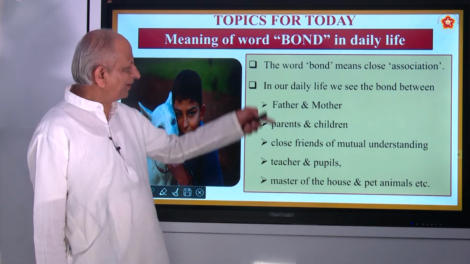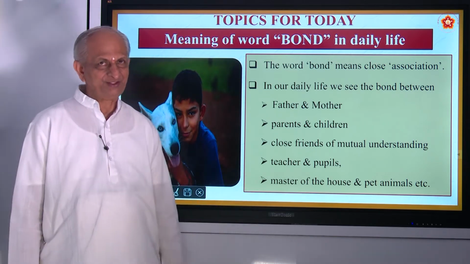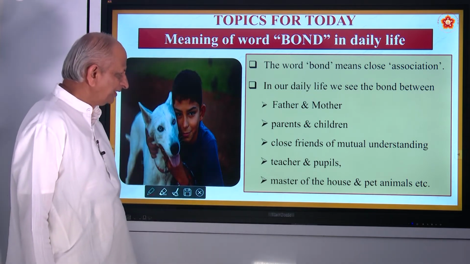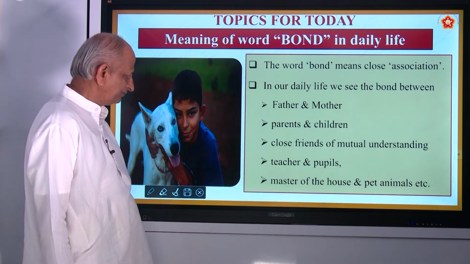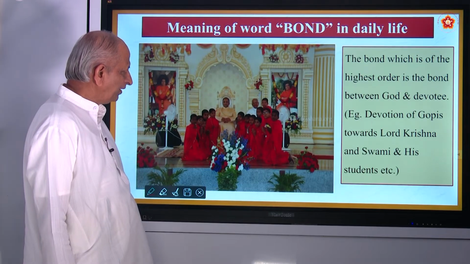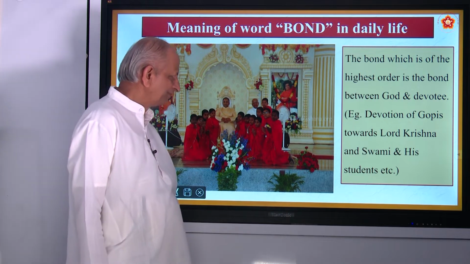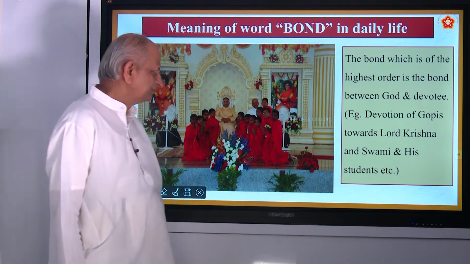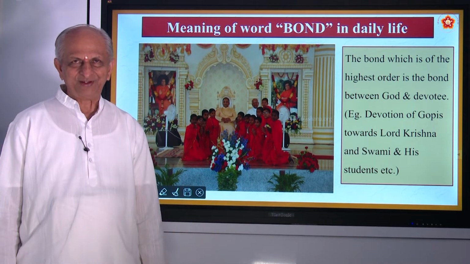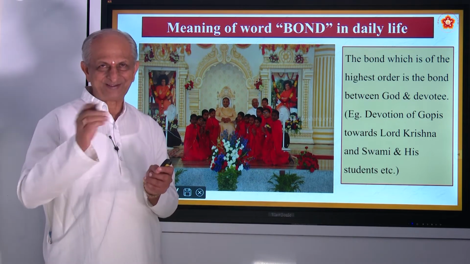So these are some of the bonds we see in daily life, meaning a close relationship with each other, is it not? And it is this bond only which makes us live happily with each other. In this bond, the greatest and the most important is the bond between God and devotees. For example, the devotion of the gopis towards Lord Krishna. You might have heard: Gopis means Krishna, Krishna means Gopi, Radha Krishna, Krishna Radha.